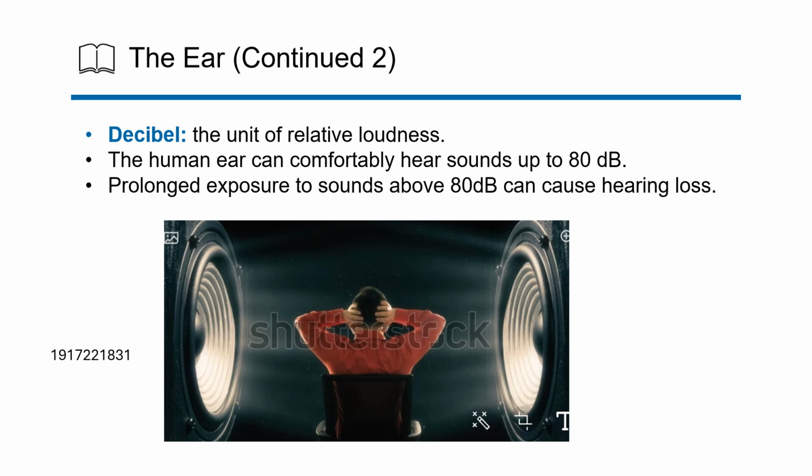We talked about the human hearing range. The human ear can comfortably hear sounds ranging from very, very soft, about 0 dB. 0 dB doesn't mean no sound. Again, the dB is a ratio. So 0 dB is about the loudness of a whisper, up to something moderately loud, which is like 80 dB.